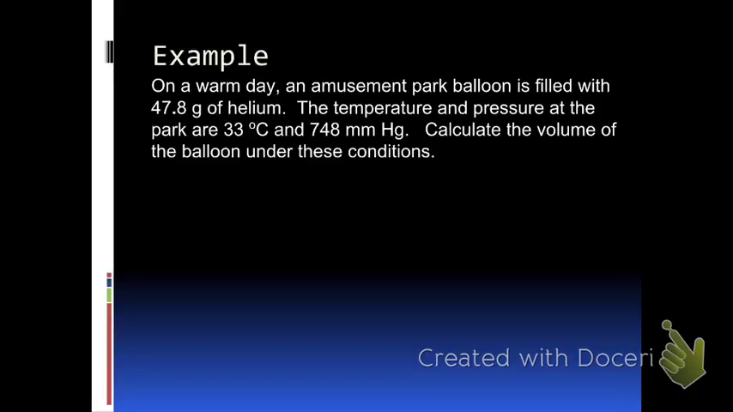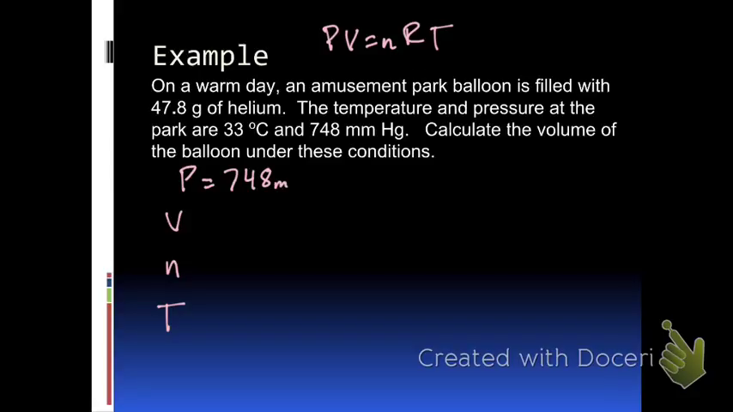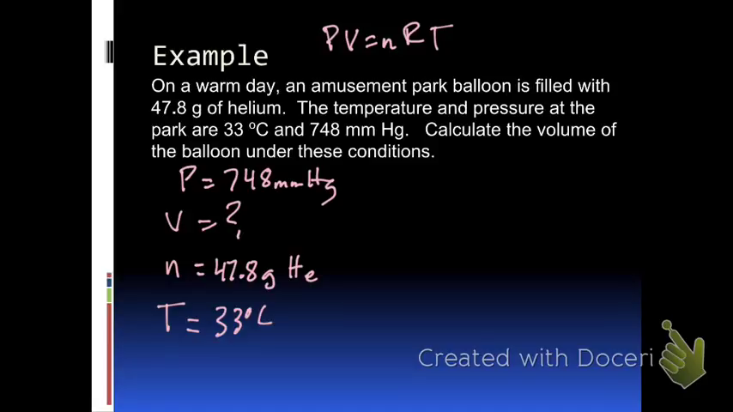And so we're going to use PV equals nRT. So you got pressure, volume, number of moles, and temperature. The pressure is given to you at 748 millimeters of mercury. The volume is what you want to calculate. The number of moles, there's no moles here, but what they do give you is 47.8 grams of helium. And then the temperature is 33 degrees Celsius.